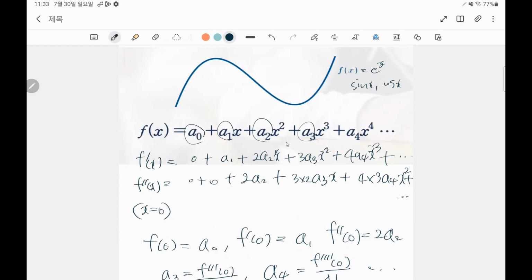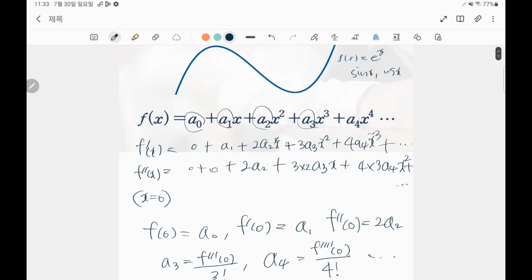To calculate these coefficients, we need to differentiate both sides with respect to x. So differentiated, f prime of x equals a0 becomes 0, plus a1, plus 2a2x because this 2 comes down. And similarly, this 3 comes down, 3a3x squared, plus 4a4x cubed, and so on. If you differentiate this with respect to x one more time, you get 0, 0, plus 2a2, plus 3 times 2a3x, plus 4 times 3a4x squared, and so on.